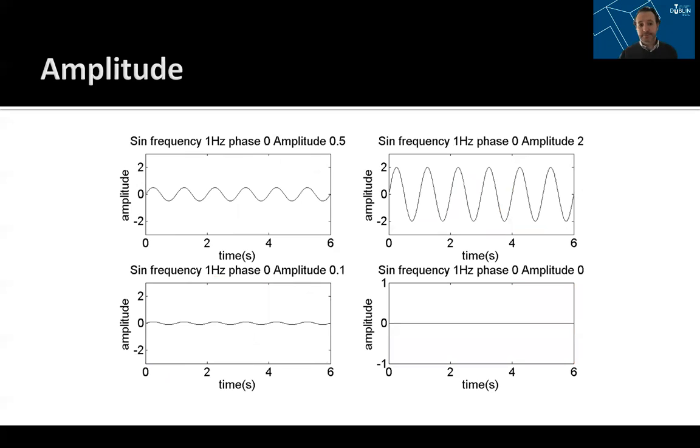Then the amplitude. The amplitude just means the height of the wave. So here's a 1 Hertz wave with 0 phase of amplitude 0.5. It just goes up and down between 0.5 and minus 0.5. 2 Hertz from 2 to minus 2. 0.1 from 0.1 to minus 0.1. Now, if an amplitude is 0, it means it's not oscillating, but you've considered it.